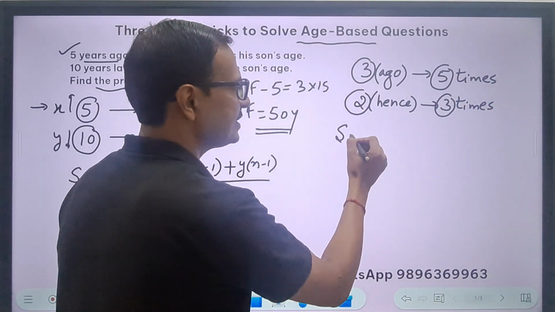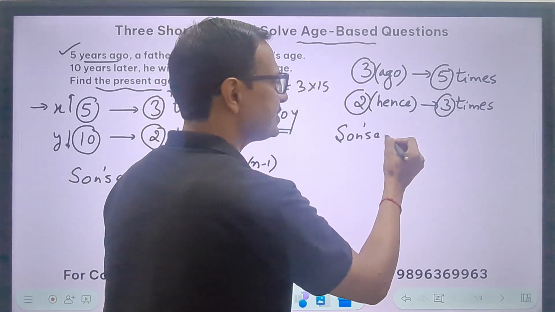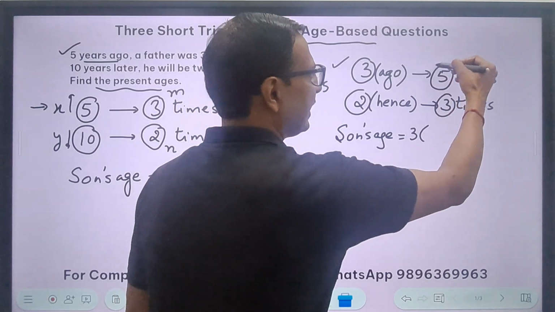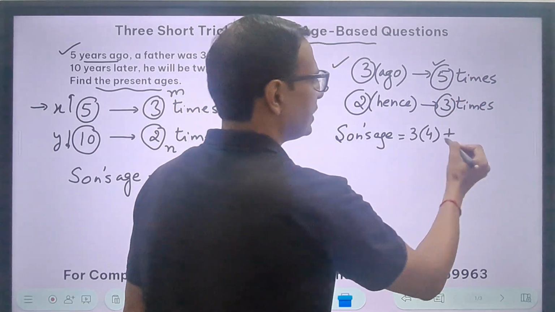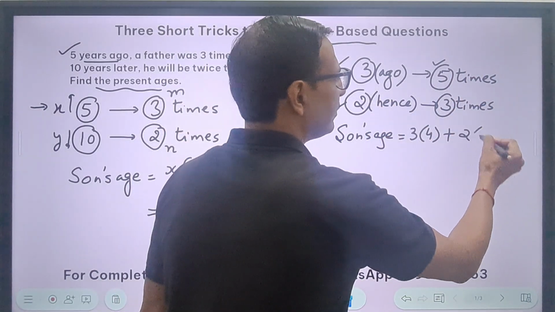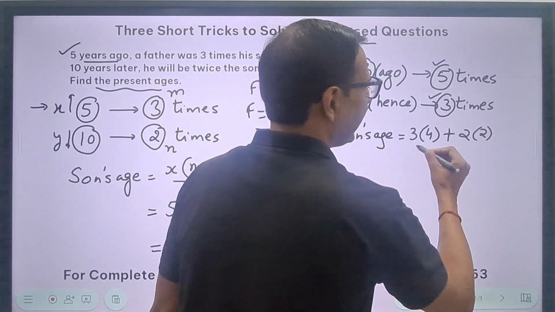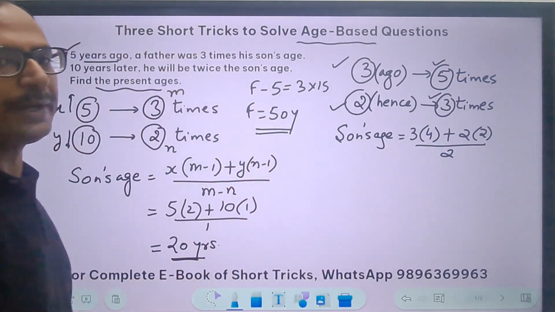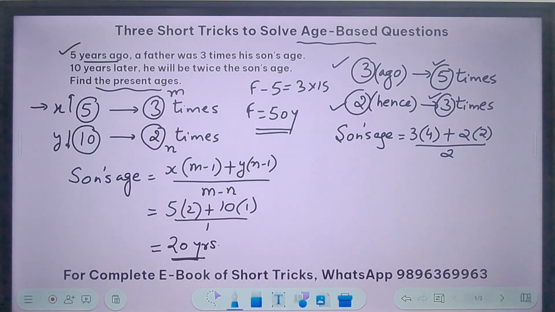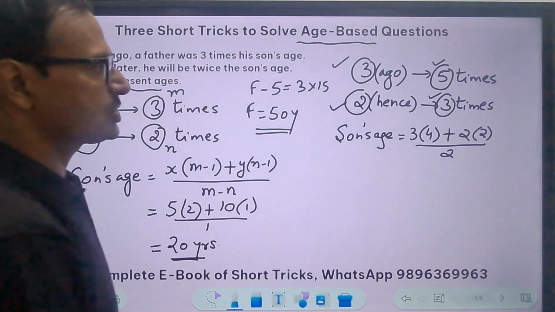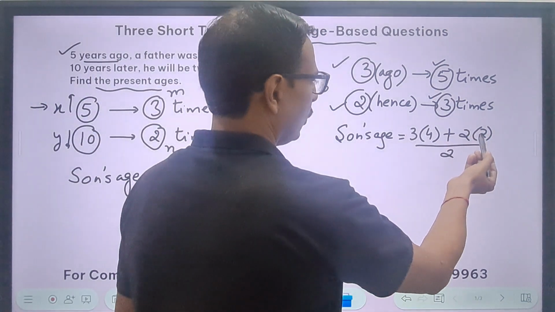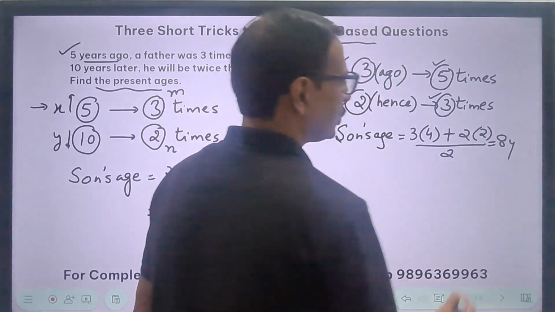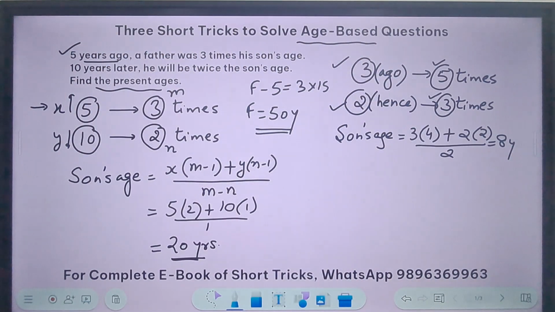So what will be the son's age? Son's age will be this multiplied by 1 less than this plus this multiplied by 1 less than this divided by the difference here, 5 minus 3, 2. So you need to do it directly without using the formula, and you will find that this is 12 plus 4, 16 by 2, and that is 8 years. So the son's age comes out to be 8 years.